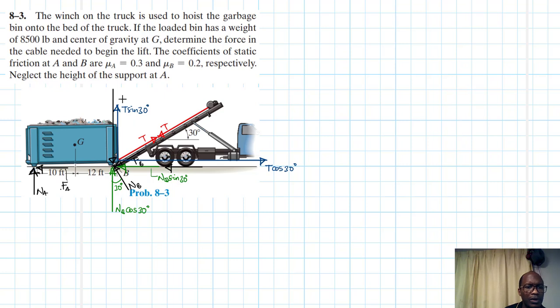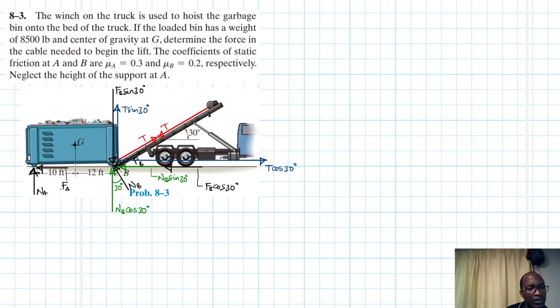Alright, and then we have this. Of course, this one here is FB cos 30. This one is FB sine 30. I think we've written down. Again, these forces here, we are assuming they are all meeting at the same point. That is the assumption we are making. Okay, so here we are assuming all these forces are meeting at the same point, which is point B.